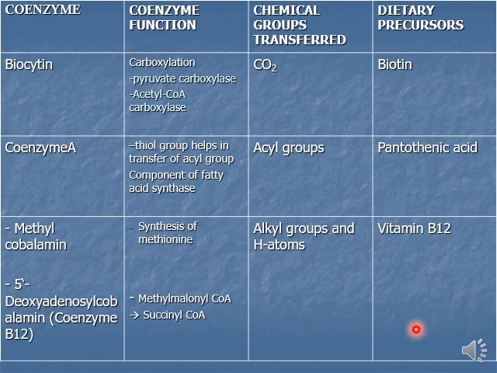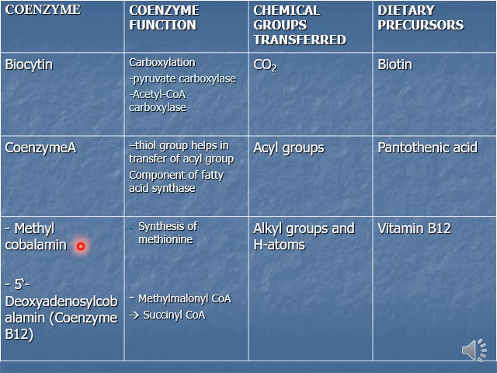Next coenzyme is biocytin. It helps in carboxylation reactions. Examples are pyruvate carboxylase, acetyl coenzyme A carboxylase, etc. It transfers carbon dioxide. Dietary precursor is biotin or vitamin B7. Then coenzyme A. The thiol group of coenzyme A helps in transfer of acyl group. It is a component of fatty acid synthase. It transfers acyl groups and dietary precursor is pantothenic acid or vitamin B5.